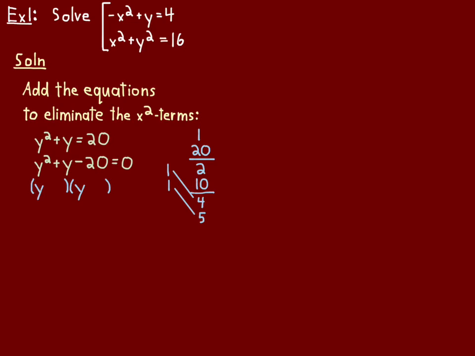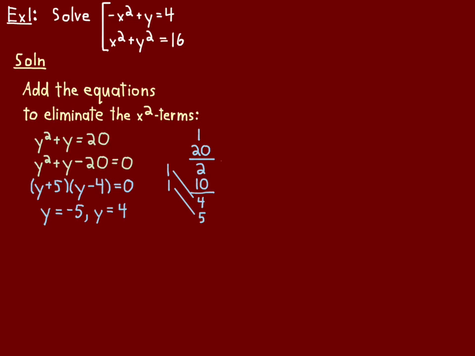So I'm subtracting the products of these two: 1 times 4 and 1 times 5. So it's 5 minus 4 is 1. So I want the 4 to be minus and the 5 to be positive. There we go. So that was an easy one to factor. So then y is either negative 5 or y is 4.